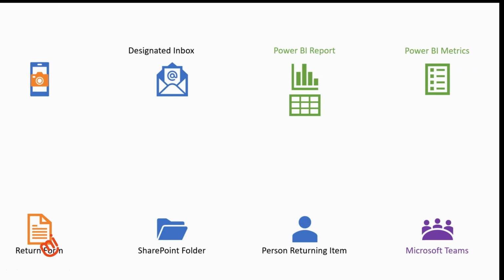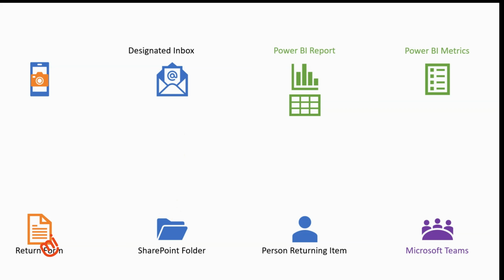Okay, so what we're going to be building is basically this, where we're going to have our return form being scanned by our phone, and then from there we're going to email it to a designated inbox. And there we've got something monitoring the inbox, looking for this particular kind of email. What will happen then is when it comes in, it'll take the attachment, which is the image that we scanned in earlier, and drop it off into a SharePoint folder.